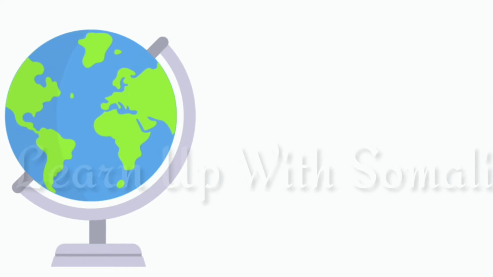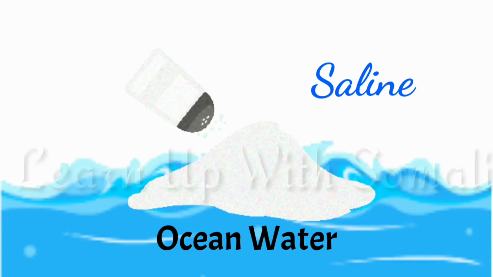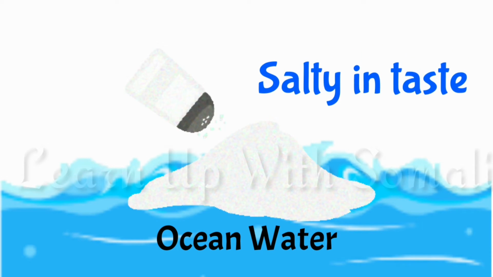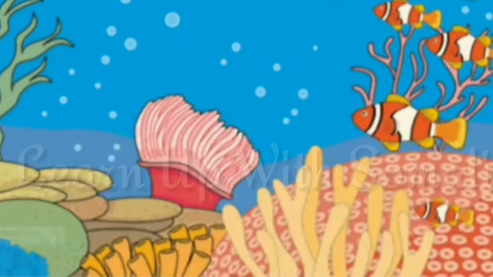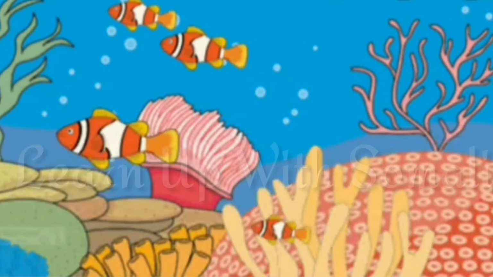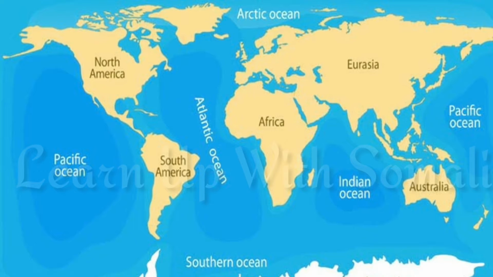The oceans of the world are all connected to each other. Although ocean water is saline, that means salty in taste, it supports a diverse range of life. Plants and animals that live in the oceans together form the marine life. There are 5 oceans on the Earth: the Pacific, the Atlantic, the Indian, the Arctic, and the Southern or Antarctic Ocean.